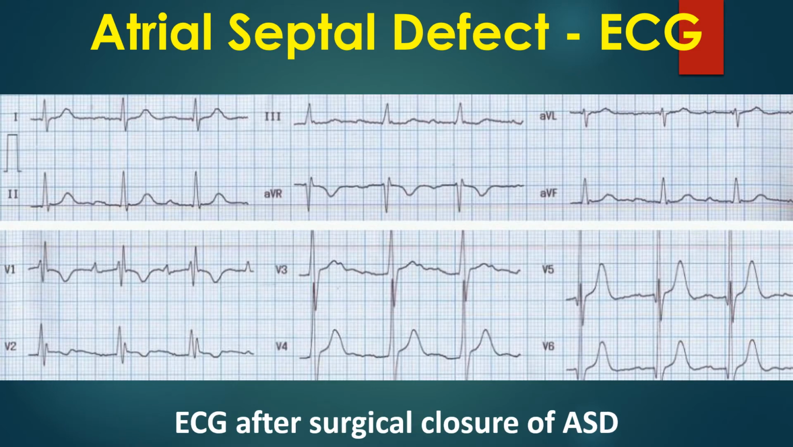ECG after surgical closure of ASD. PR interval is prolonged and measures 280 milliseconds. There is additional incomplete right bundle branch block pattern with RSR' in V1 with a QRS width of 110 milliseconds.